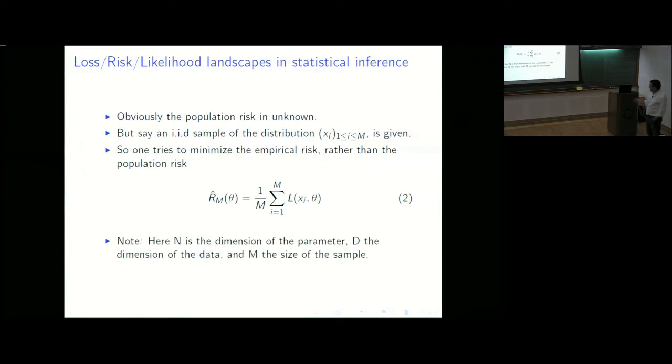So I've introduced the important data. Again, n is the dimension of the parameter, theta. d is the dimension of the data. The x_i's are vectors of dimension d. And m is the size of the sample. This has not been unified. So look at the literature, n, d, p are all used in all sorts of ways. So it's important to come back to that. So please remember n, the dimension of the parameter, d, the dimension of the data, and m, the size of the sample.